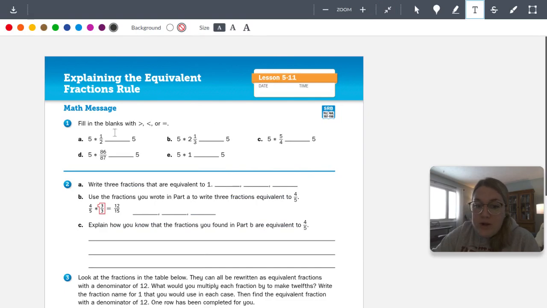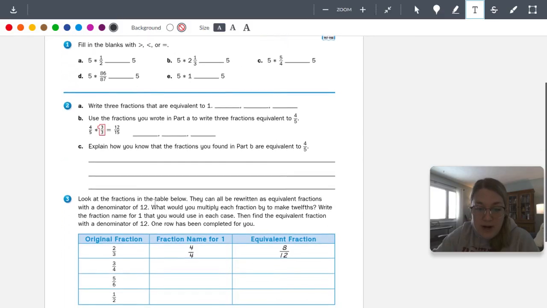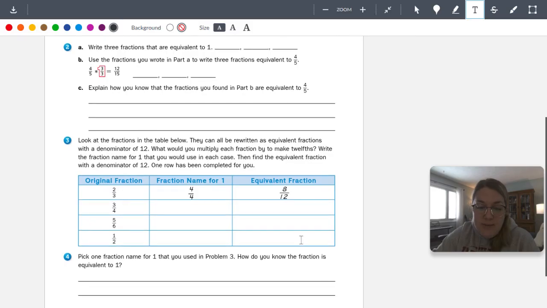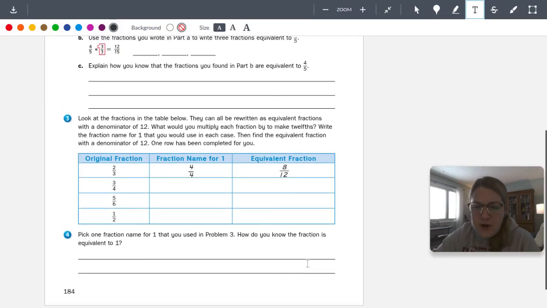And we're just going to type in our greater than, less than, or equal to symbols in order to fill out this first number 1. And then we're also going to type in our fractions here. I'm going to show you how to do that. Type in your response. And then again, we're going to type in our fraction answers in this table and then type in our response. And that's it, guys. So just follow along with me.